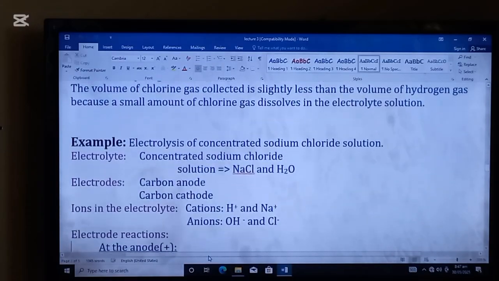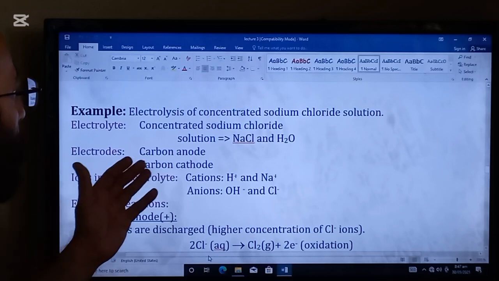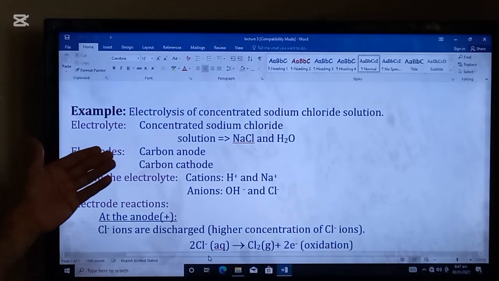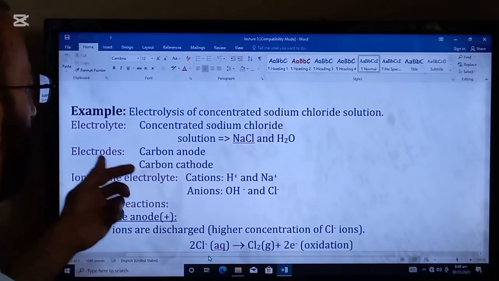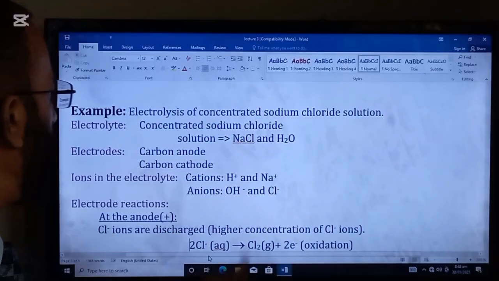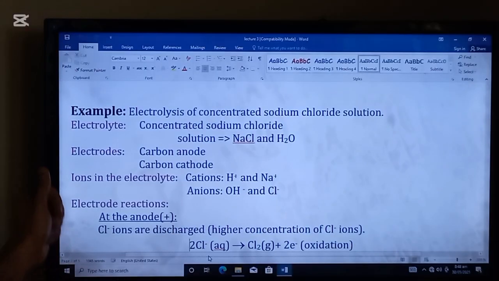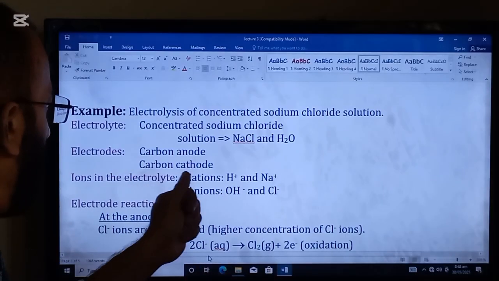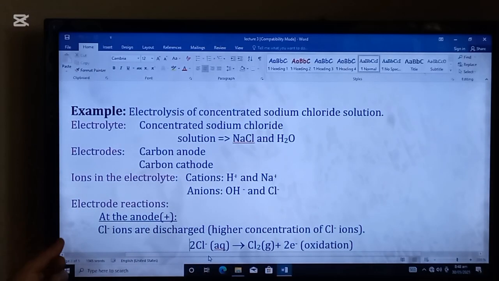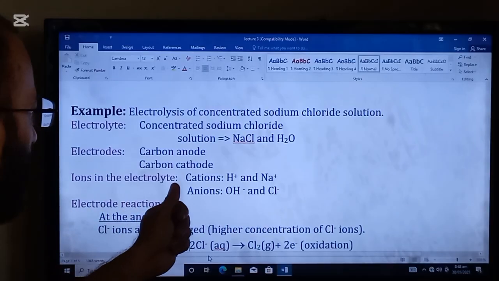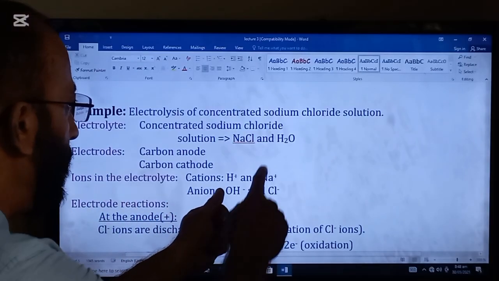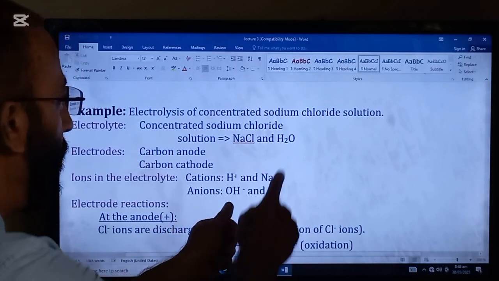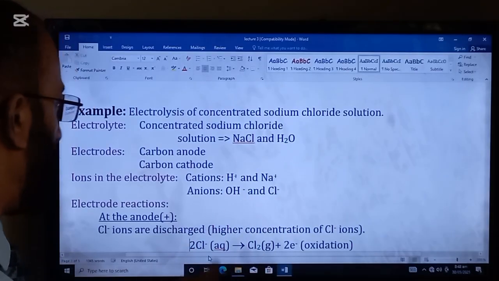Another example is here. Electrolysis of the concentrated sodium chloride solution. The electrolyte present in this example is NaCl and H2O. Electrodes present in this process are carbon anode and carbon cathode. Ions in the electrolyte: the cations are H plus and Na plus, and the anions are OH negative and Cl negative.